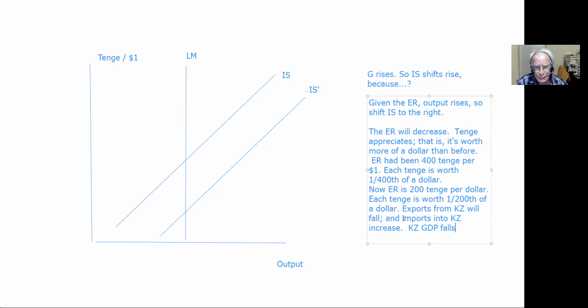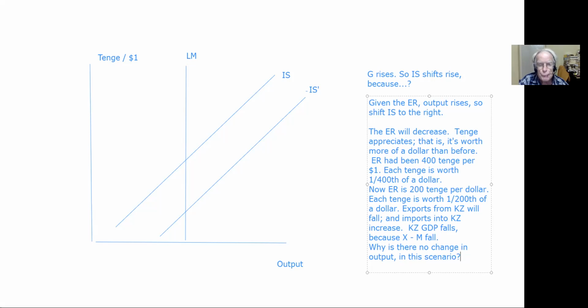We don't necessarily know that imports are greater than exports. That could happen. All that we know is that net exports are falling. Good. So why is there no change in output in this scenario?